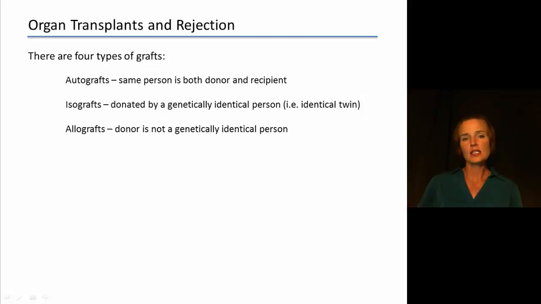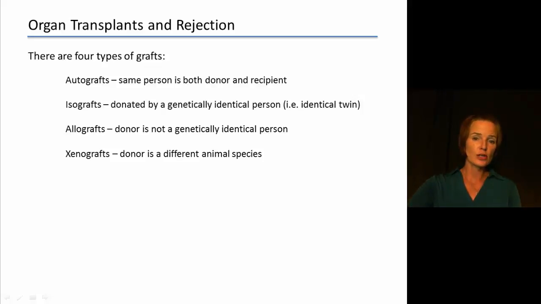Allografts is the next best case. An allograft is going to be when the donor is not a genetically identical person, so it is someone else. Of course, if they are a close relative, that is going to make the chances of it being accepted a little bit better. We can also have xenografts, and xenografts is going to be when the donor is a different animal species. So that would be taking something from maybe a pig or from a monkey, a primate, some other organism, and transplanting that into humans.